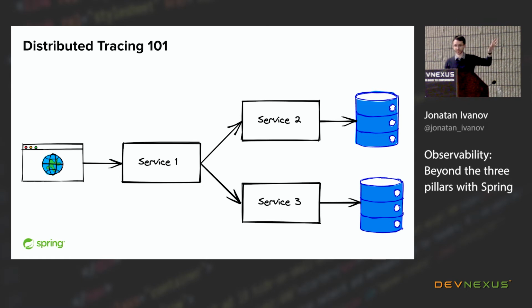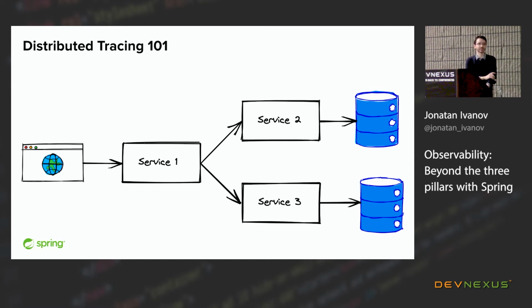So there is a browser calling your service 1. Service 1 does 2 calls for service 2 and 3. They are calling their own database. How can you track this? How can you track when somebody called your first service and what happened later? How can you basically group these events together and say that, hey, these belong together? How can you identify calls? How can you answer questions like, why did this happen?